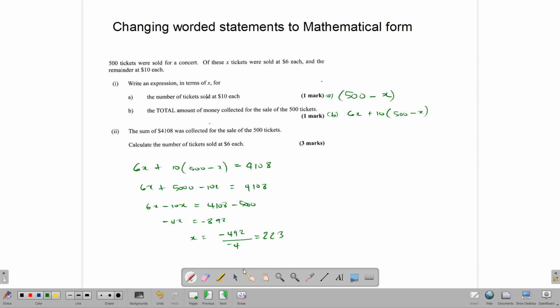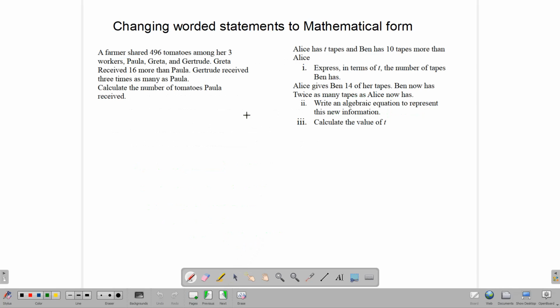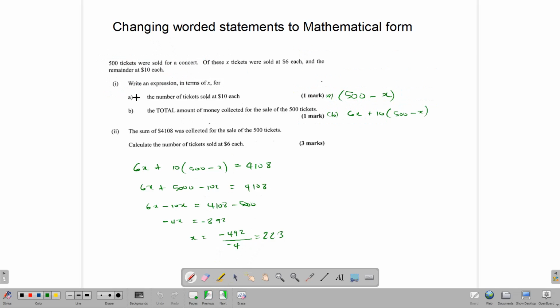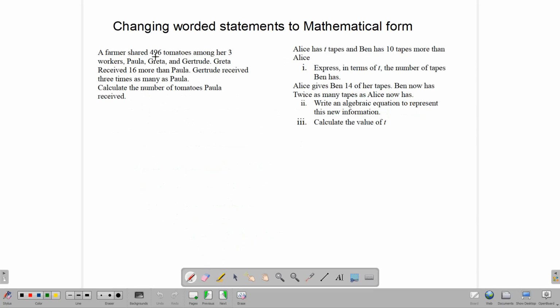All right, let's look at another one. Sometimes worded questions are given and they're not as outlined as these are outlined. In this question, a farmer shared 496 tomatoes among 3 workers. We are told Paula, Greta, and Gertrude. Greta received 16 more than Paula. Gertrude received 3 times as many as Paula. Calculate the number of tomatoes that Paula received.